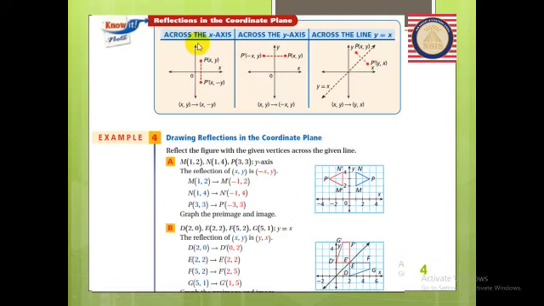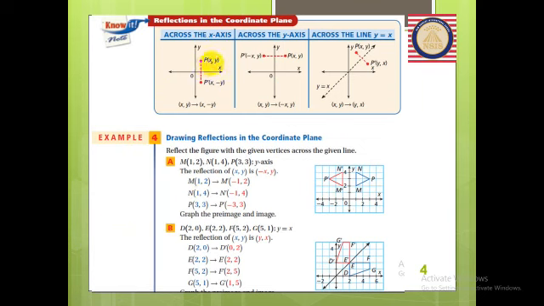Okay, here I have three main types of reflections. The reflection across the x-axis, take care of this. A reflection across the x-axis, so the x value will not change. What's going to be changed? The y value. The y value will be negative.